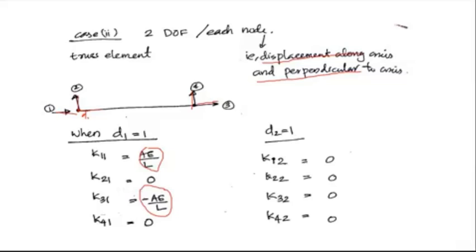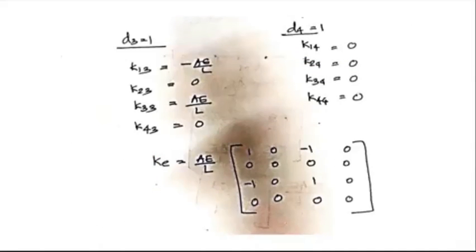truss element. So that is K12 is equal to 0, K22 is 0, K32 is 0, K42 is 0. And similarly, you can apply D3 equal to 1 and D4 equal to 1 and find the corresponding forces. And whenever I arrange this KE into a matrix form, I'll get AE by L into [1 0 -1 0; 0 0 0 0; -1 0 1 0; 0 0 0 0]. So this matrix you have to learn by heart.